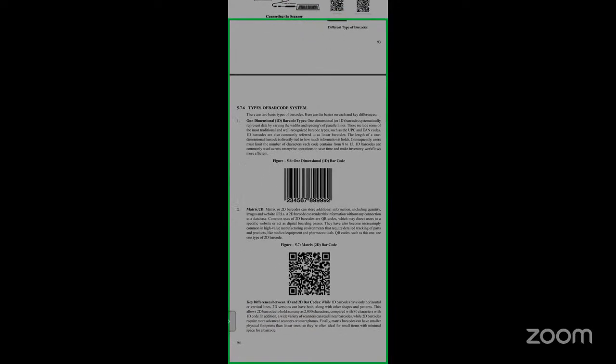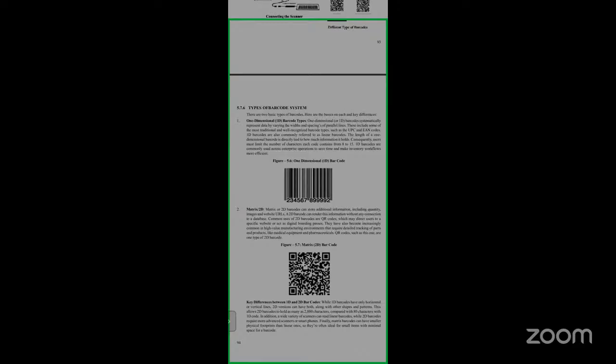See, these are the types of barcode system. So I said we have different types of barcode system. Though they look a little similar, they still give us different information about what it means. There we have two basic types of barcodes. One is one dimensional, the other one is matrix or two dimensional.